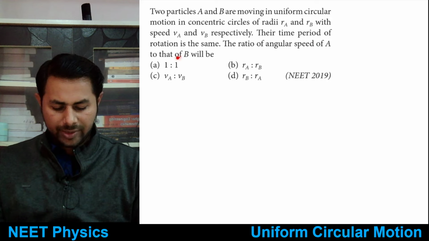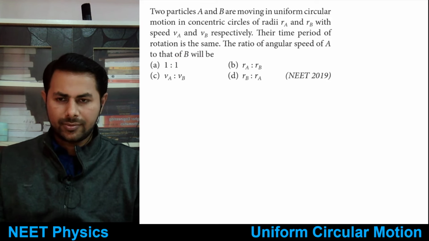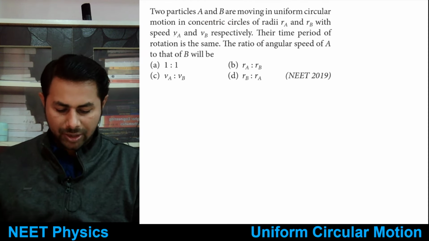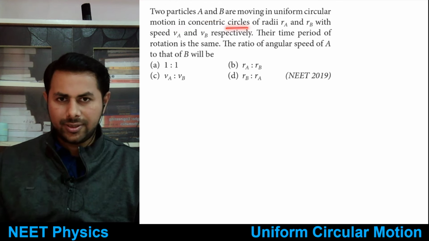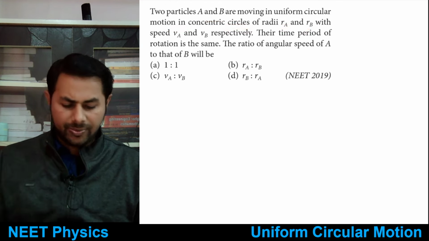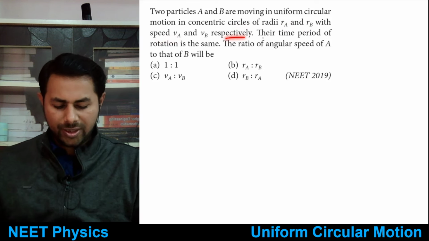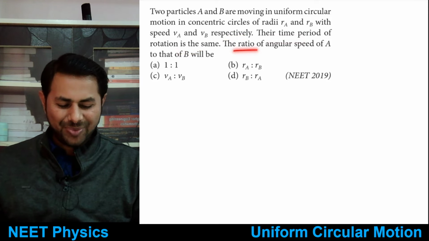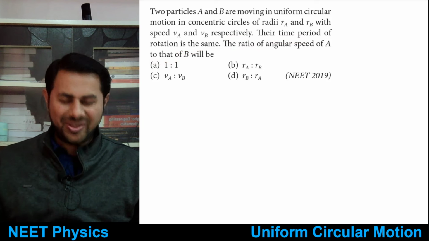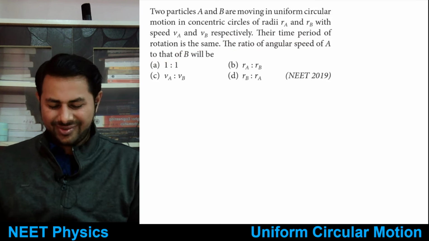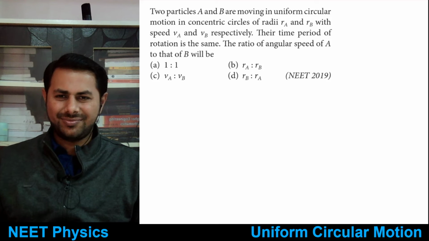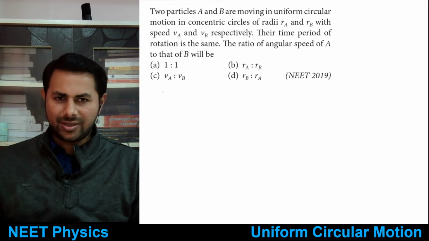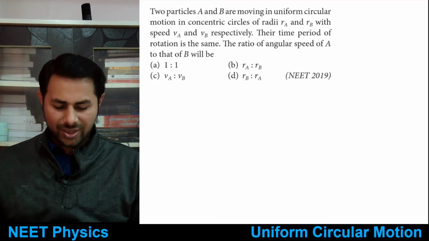The ratio of angular speed of A to that of B will be. Let me read it once. Two particles A and B are moving in uniform circular motion in concentric circles of radii RA and RB. So radius is different, with speeds VA and VB respectively. Their time period of rotation is same. The ratio of angular speeds of A to that of B will be. Anyone? Option A, Indusha is saying option A. Do you agree with her?